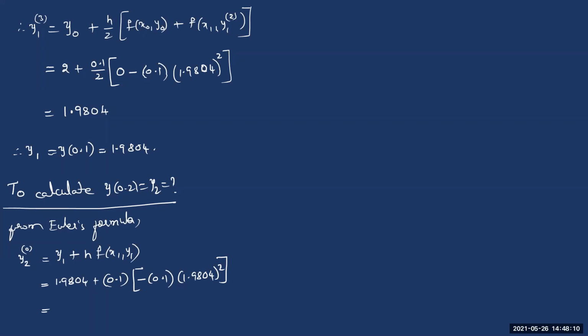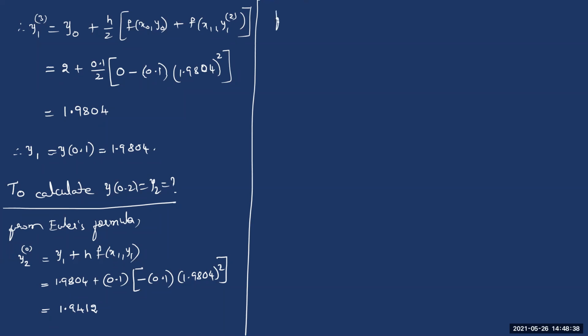1.9804. I can just bring that minus out of that. So minus of 0.1 into again 0.1 into square of this 1.9804 square. So the value which I'm getting here is this much. You see, 1.94118 I got actually. So I'm rounding this at the fourth digit, so it is 1.9412. Right. So now I got this, you see.